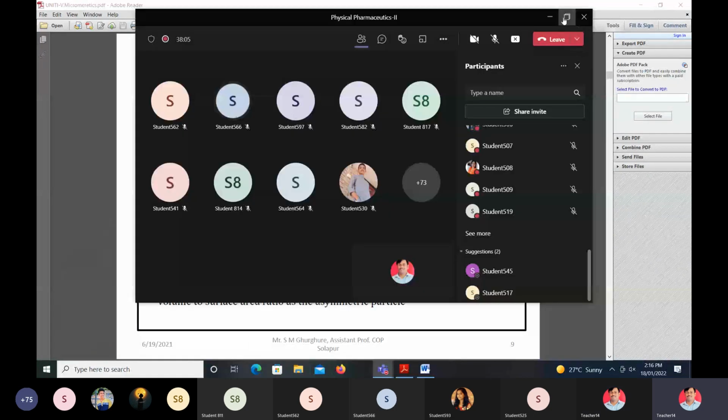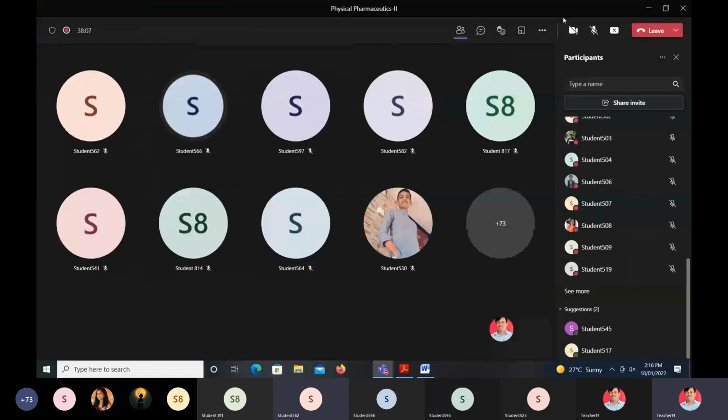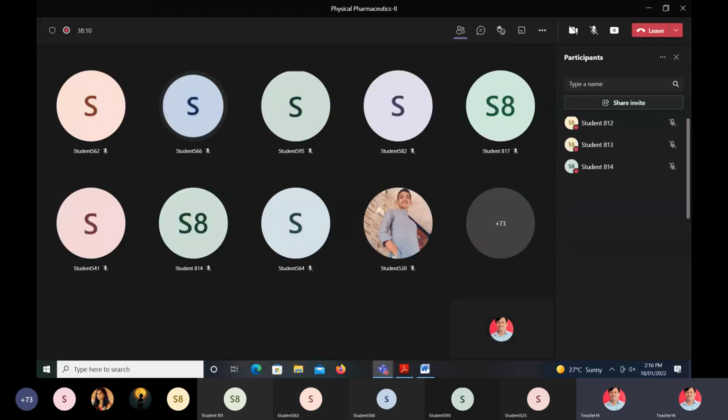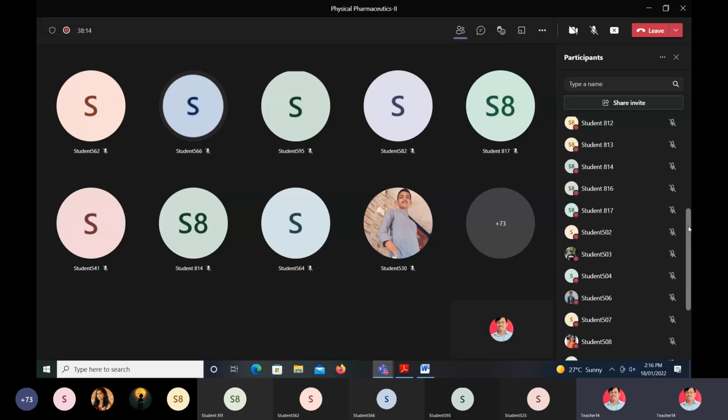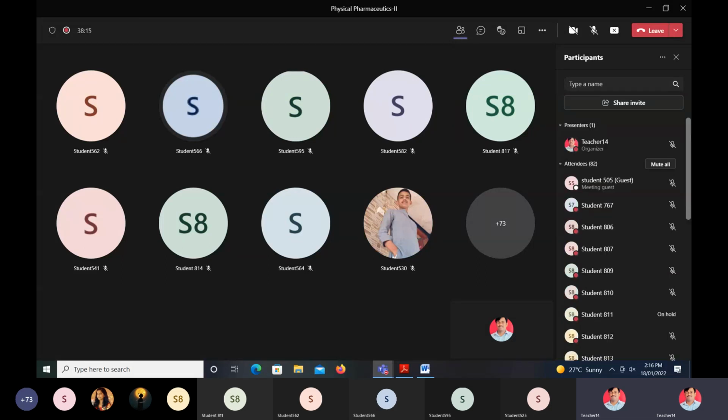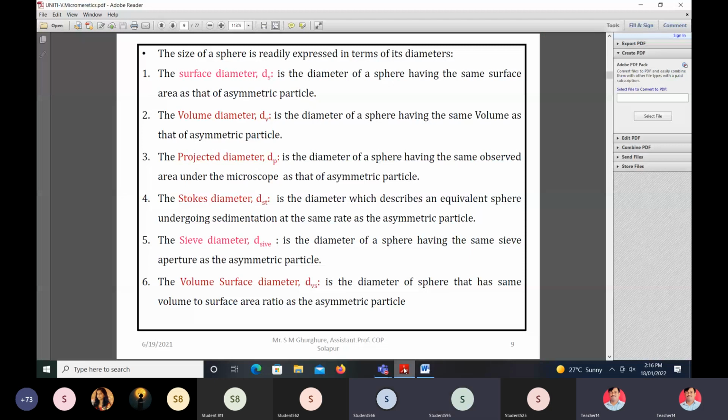Sphere diameter, surface diameter. If the particle is spherical, then it is possible to measure the surface diameter of the particles. And if the particles are asymmetric in nature, asymmetric meaning the points are not equivalent, then which types of diameters are we going to measure in the case of asymmetric particles? Volume diameter, projected diameter.